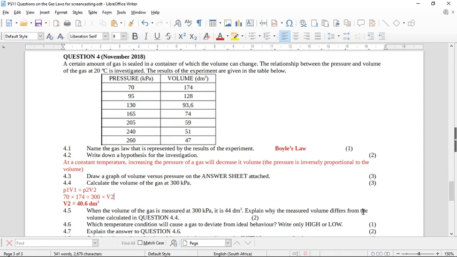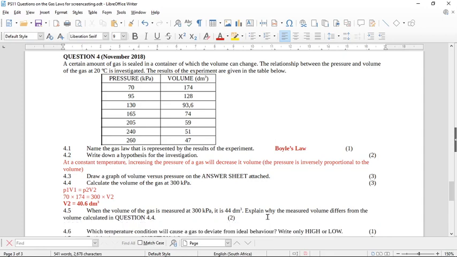Explain why the measured volume differs from the volume calculated in question 4.4. Okay, the gas is not an ideal gas is what this is basically referring to. So what's happened? At high pressures, real gases deviate from ideal gas behavior. Why do real gases deviate? Because the particles have forces of repulsion between them.